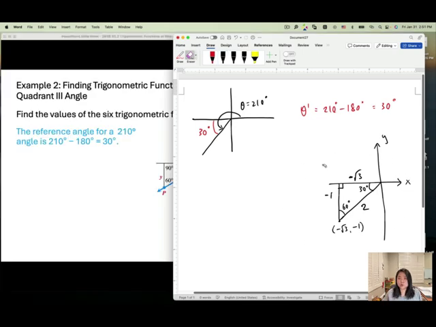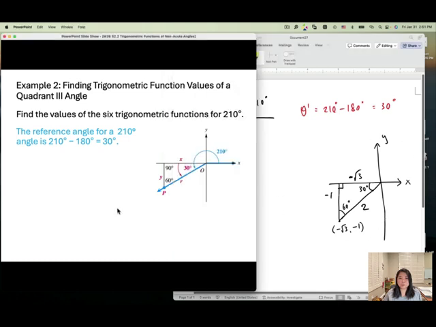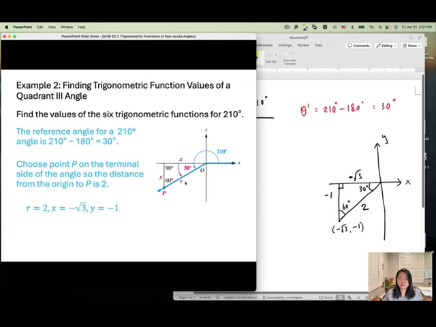Okay, now we do have this triangle. Go back to my PowerPoint here. So this is how we find the reference angle. After we have the reference angle, then we can have the triangle here. And you remember that for the special triangle, r equals 2, x equals negative square root 3, and y equals negative 1. Okay, right?